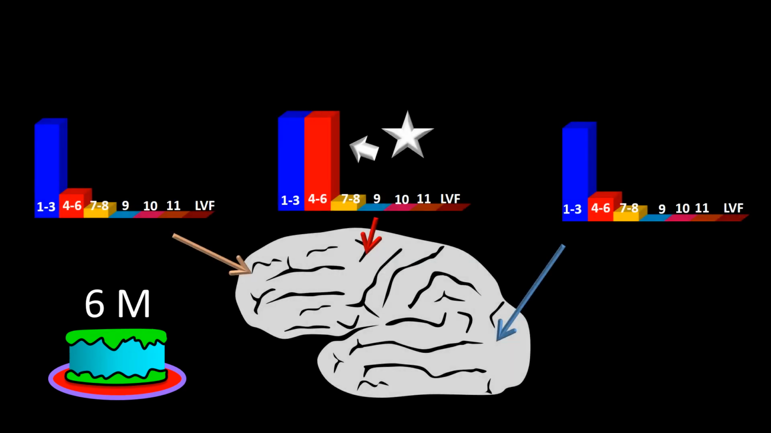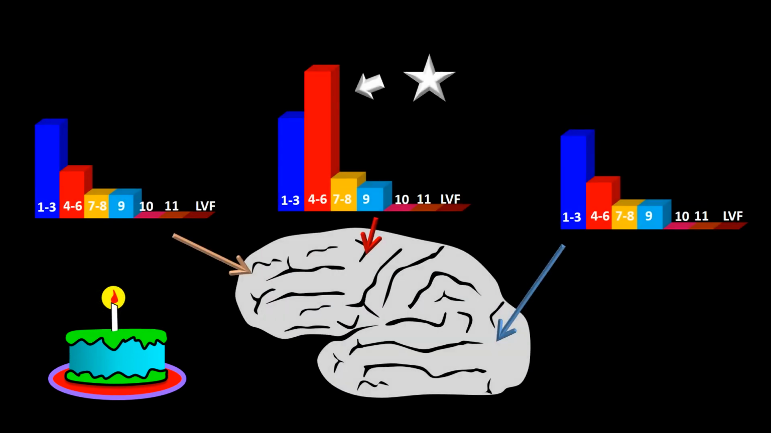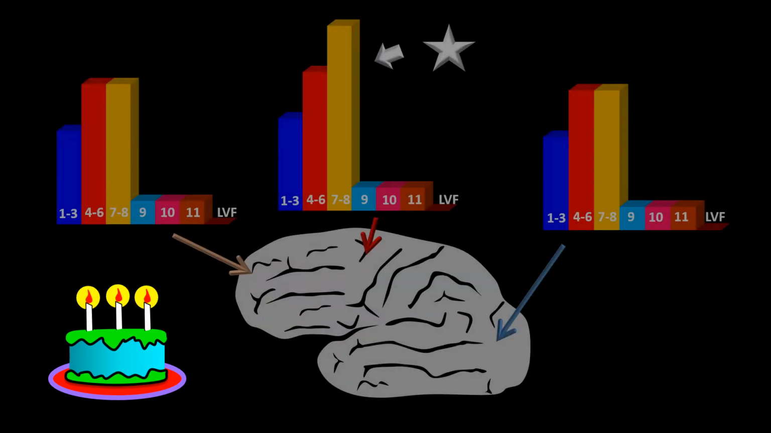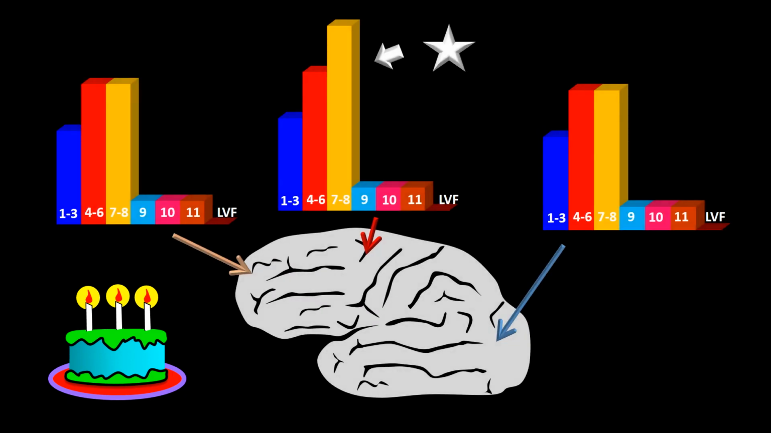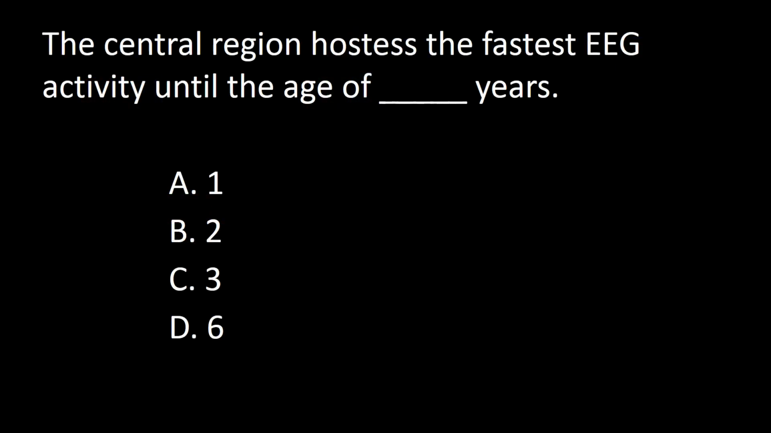At 6 months, the fastest activity, or the prevalence of the fastest activity, is also in the central region. At 1 year, it's the same. At 2 years, the same. There's more fast activity in the central region than in the frontal or occipital region. At 3 years, still the fastest activity is encountered in the central region. That is, the greatest amount of fast activity is found in the central region. But by 4 years, the fastest activity is found in the occipital area. So the answer to this question is C.